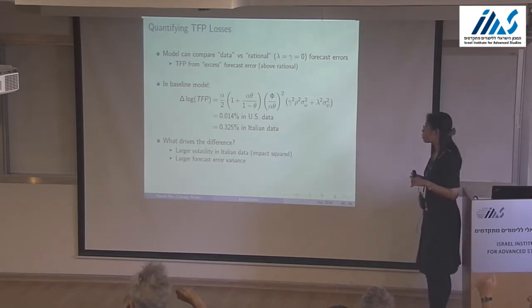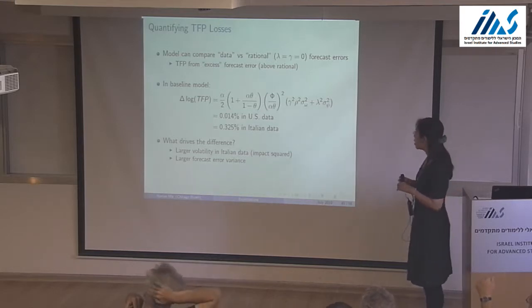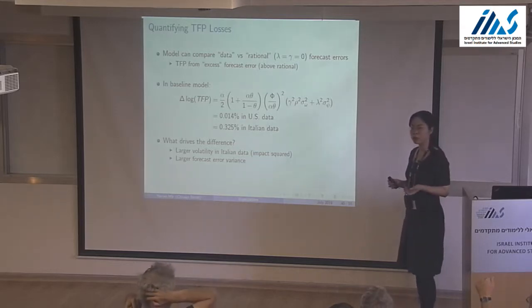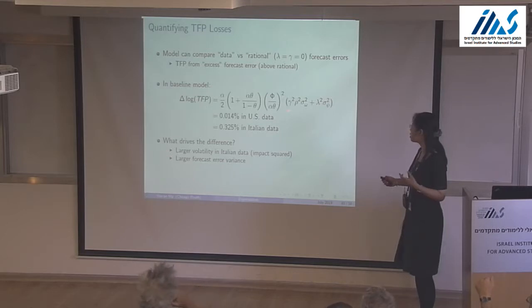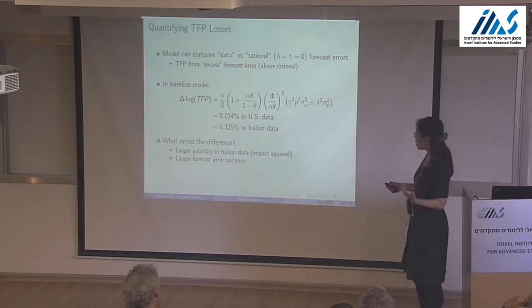And also, if you just do reduced form tests of predicting forecast errors, in the US data and Italian data you get pretty similar reduced form estimates, but those reduced form estimates end up translating into different levels, with a larger amount of bias in the Italian data.